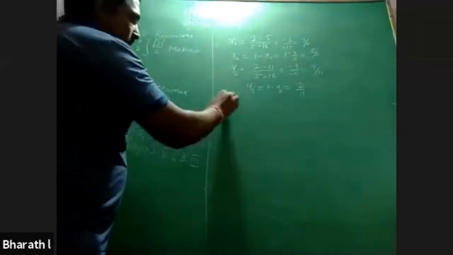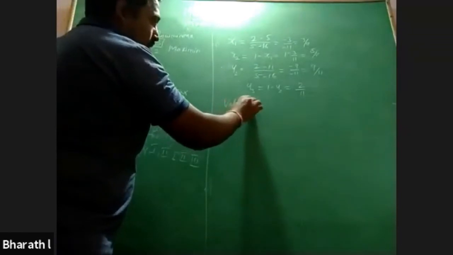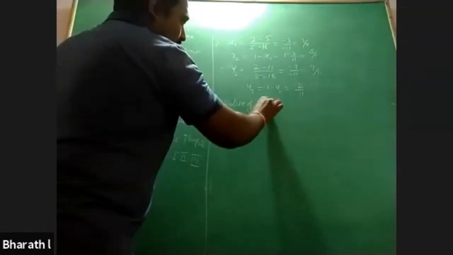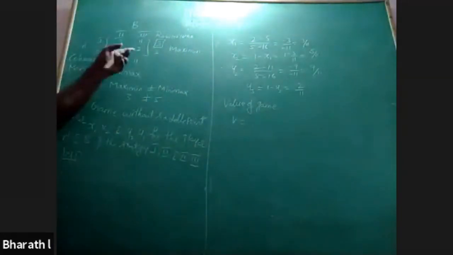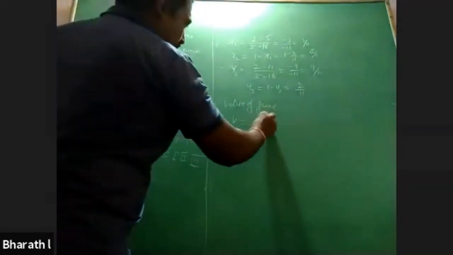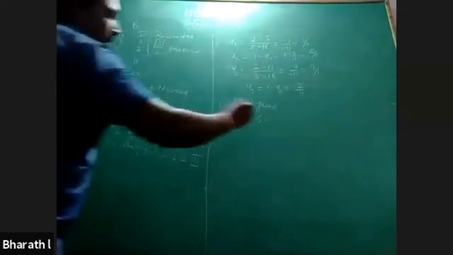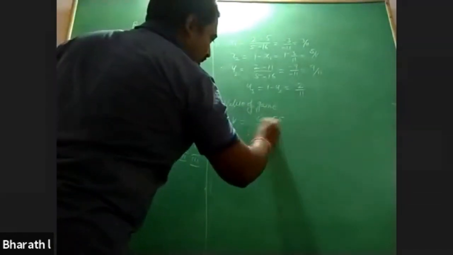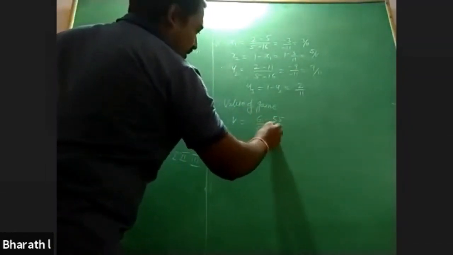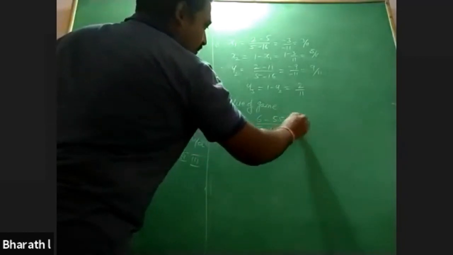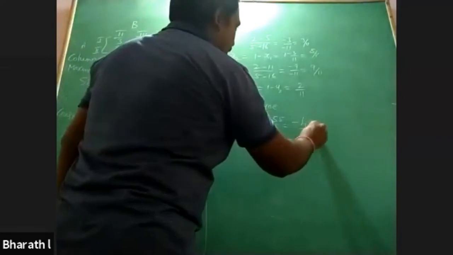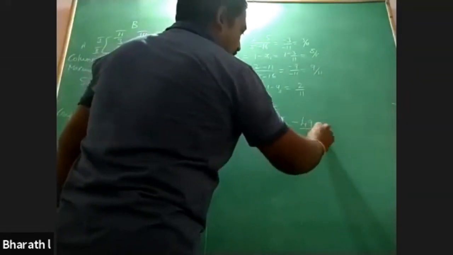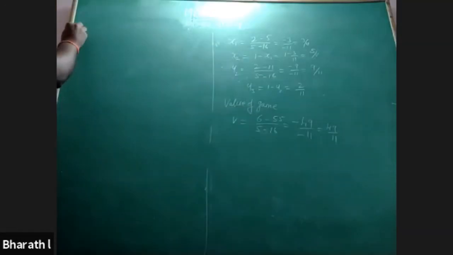The next is the value of the game, given by 3 into 2, it is 6, minus 5 into 11 is 55, divided by denominator 5 minus 16. You get minus 49 divided by minus 11, or 49 by 11.